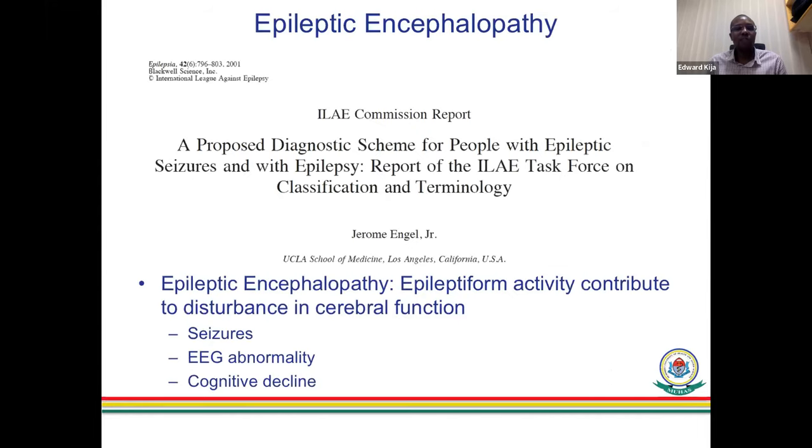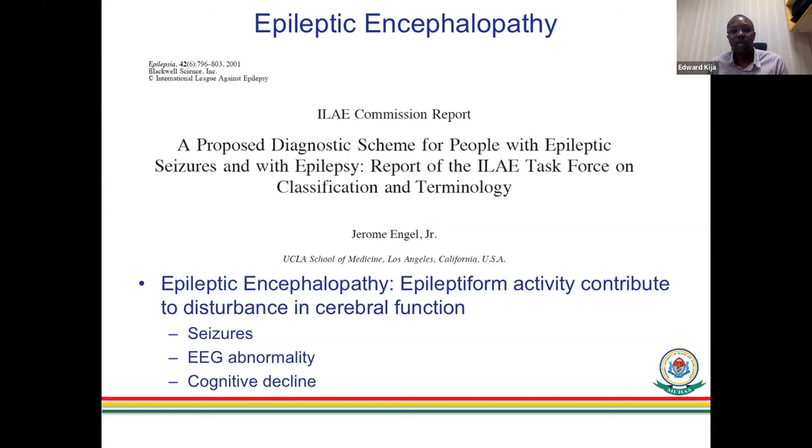Following the initial description in the 1950s and 1960s, there were several debates and discussions with regard to the term epileptic encephalopathies in the International League Against Epilepsy. But it was not until 2001 that the International League Against Epilepsy, in its Commission for Classification and Terminology, officially defined epileptic encephalopathy.